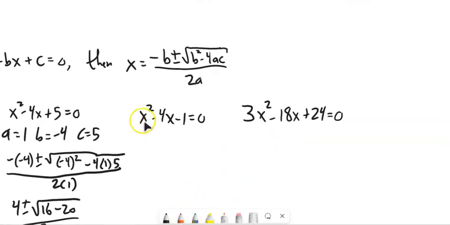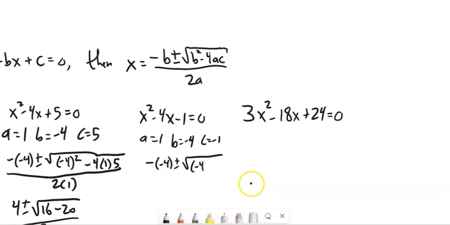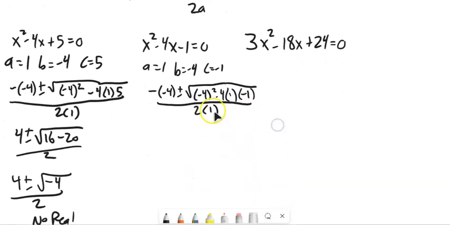Cool. Next one. A is 1. B is negative 4. C is negative 1. Let's plug these things into this formula. Negative b, again, negative 4, plus or minus square root of b squared minus 4 times a times c. C is negative 1 in this case. All over 2 times a. Don't forget that denominator. It's a pretty common thing for folks to forget it. Subtract a negative is a positive. Negative 4 squared is 16.